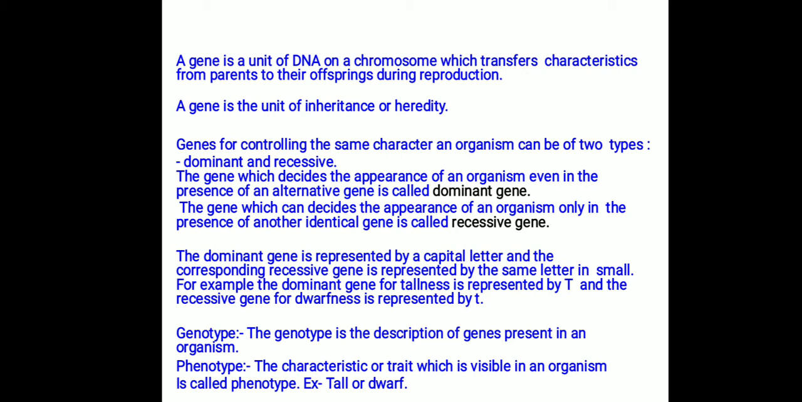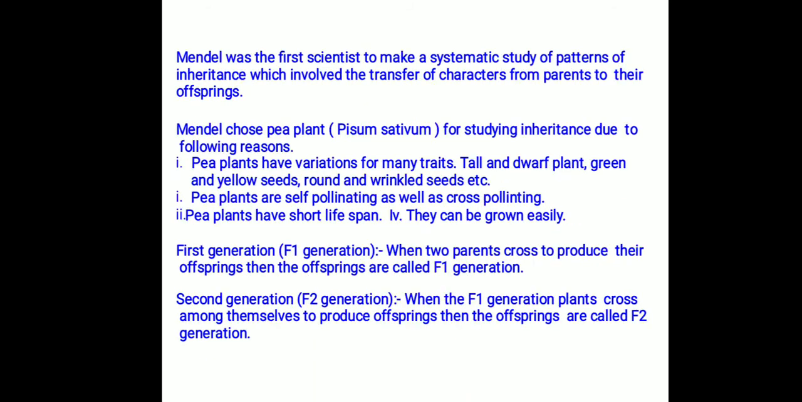Now we will discuss two terms, genotype and phenotype. Genotype is the description of genes present in an organism, and phenotype is the characteristic or trait which is visible to us. Genotype is only the genetic makeup, the internal makeup, we cannot see it. But phenotype is definitely the external character or the traits which are visible in us. For example, tall or dwarf.